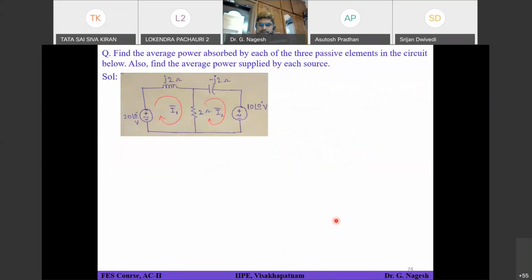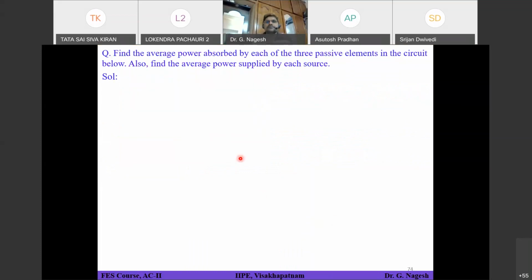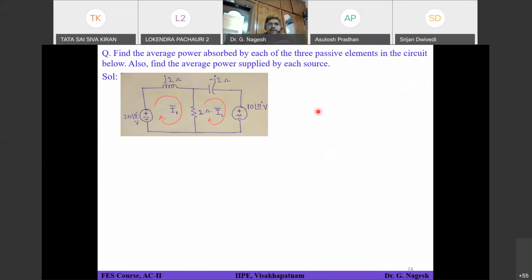Right. Okay, so we'll go through this problem. So this will give more clear picture. Find the average power absorbed by each of the three passive elements in the circuit below, and also find the average power supplied by each source. So that is what is the question, right? So this is your circuit. So they have given three elements. One is inductive reactance, capacitive reactance, and resistor, and two sources are there.